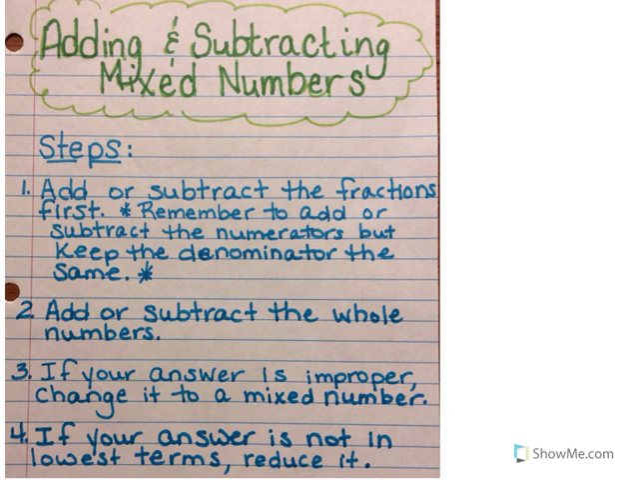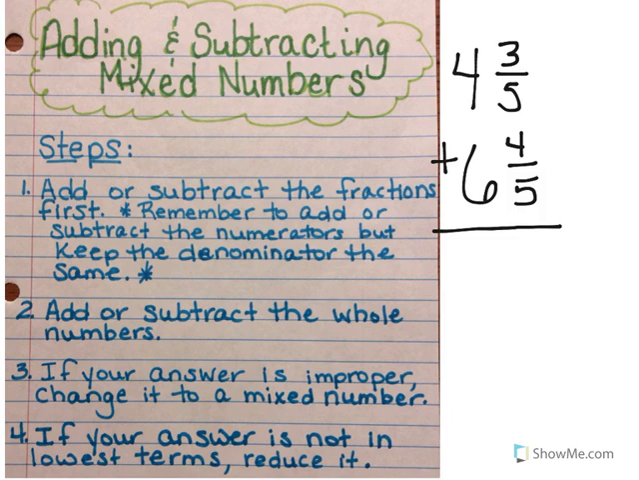When you're adding and subtracting mixed numbers, you pretty much follow the rules that we had when it was just fractions. The first step is you add or subtract the fractions first. And remember, you're going to add or subtract the numerators, but keep the denominator the same. Then you add or subtract the whole numbers. And number 3, if your answer is improper, you change it to a mixed number. And number 4, if your answer is not in lowest terms, you're going to reduce it. These are the same notes that you have in your notebook. Let's go ahead and take a look at a sample problem.